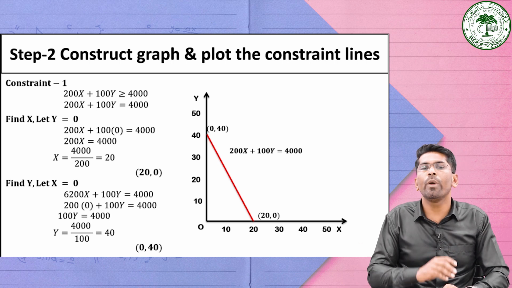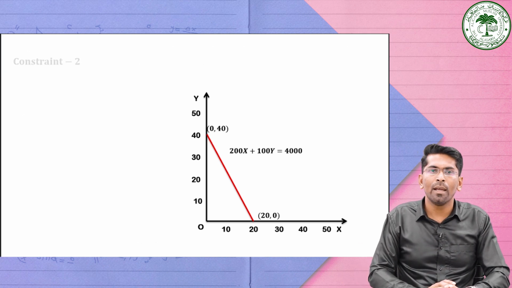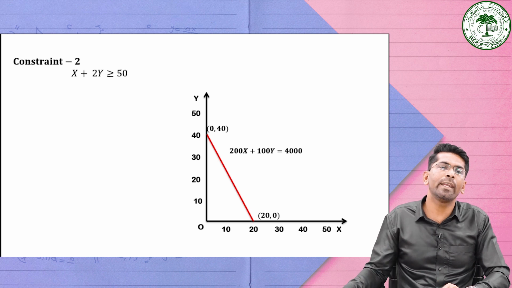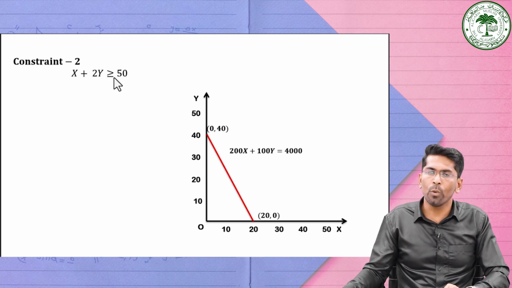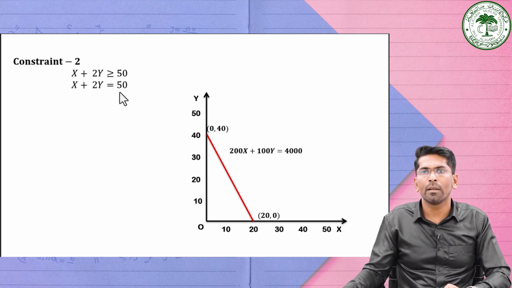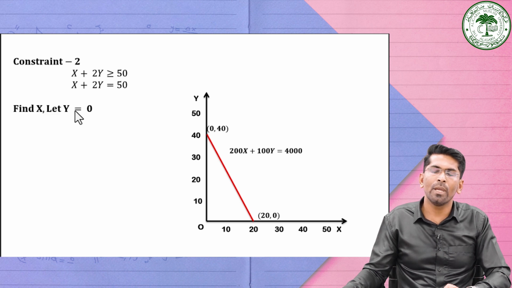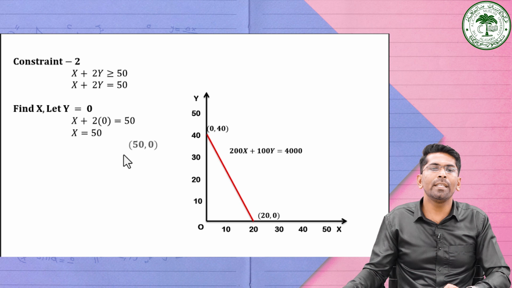Now similarly, we consider constraint number 2, that is x plus 2y is greater than or equal to 50. This greater than or equal to sign I am going to convert into the equality sign so that we can solve this equation. So x plus 2y is equal to 50. Assuming y is equal to 0, we find the value of x. So x plus 2 into 0 equals 50. The term 2 into 0 becomes 0, so x is equal to 50. So when y is equal to 0, x is equal to 50.